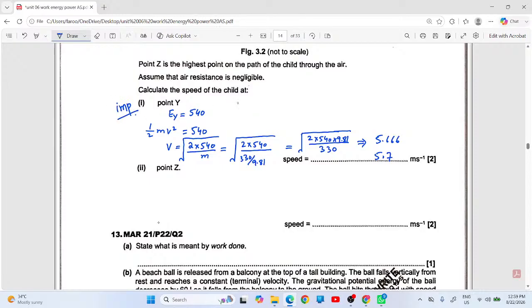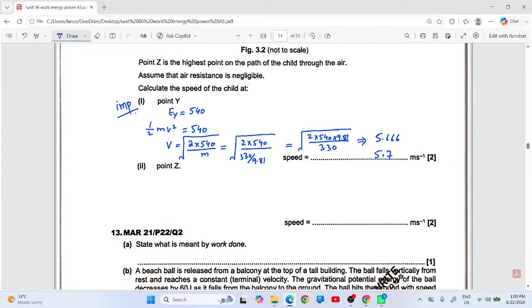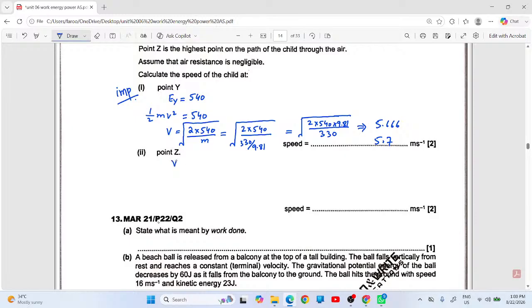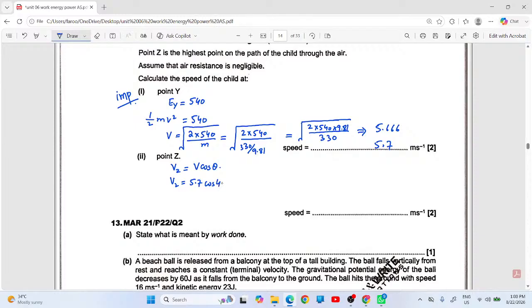Next, calculate the speed of the child at Z. Z is the maximum point, so the vertical component of velocity will be zero. The vertical component of the velocity at point Z is 0, so we are left with just the horizontal component, which isn't 0 at this point. The speed at point Z is 5.7 cos theta, which is 5.7 cos 41, giving 4.3 meters per second.